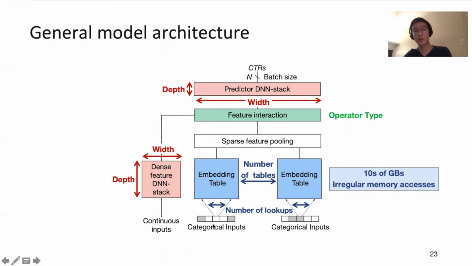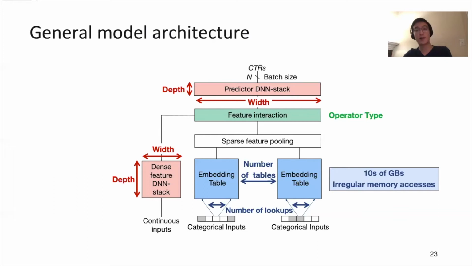And categorical inputs, which are sparse and irregular multi-hot encoded vectors, are transformed to lower dimensional feature vectors using these embedding tables. Next, after pooling these sparse features, there's a feature interaction layer which combines the outputs of this DNN stack with the sparse features we get from the embedding tables. After this feature interaction layer, we have a predictor DNN stack which outputs the click-through rates, which are the outputs that we want in the end.